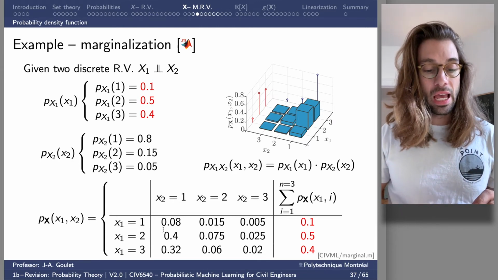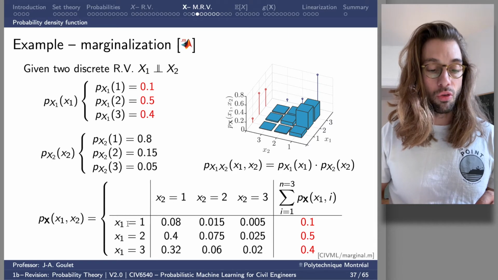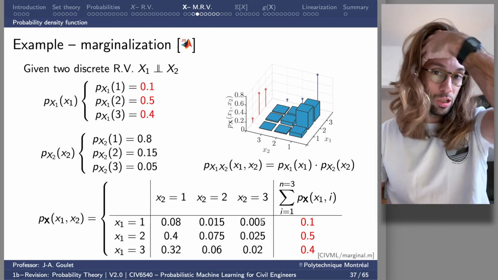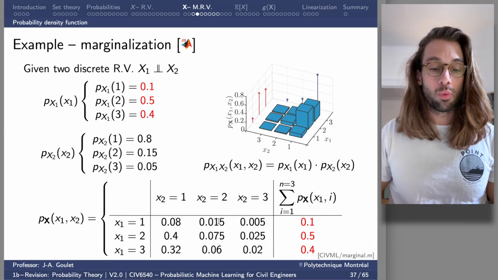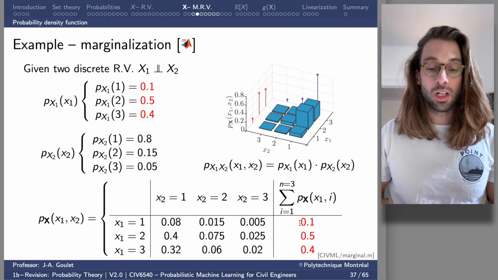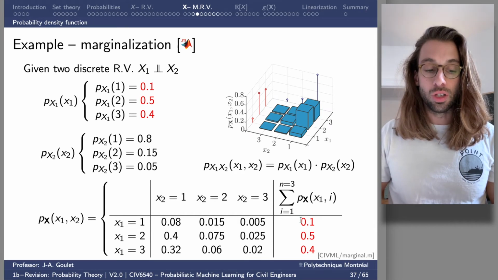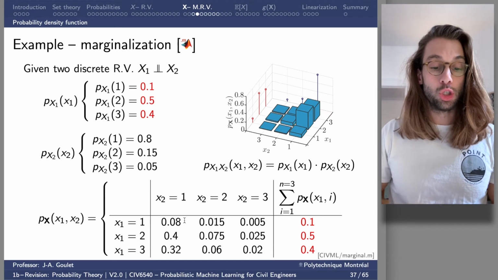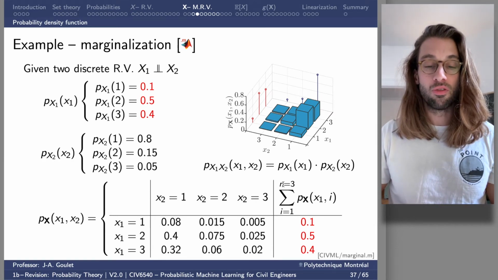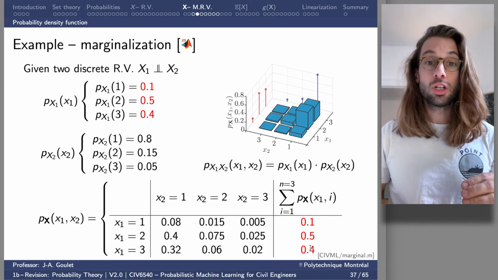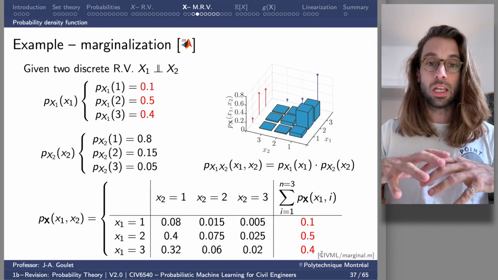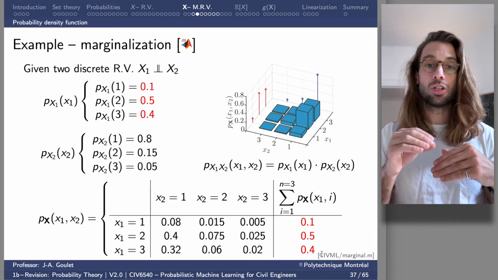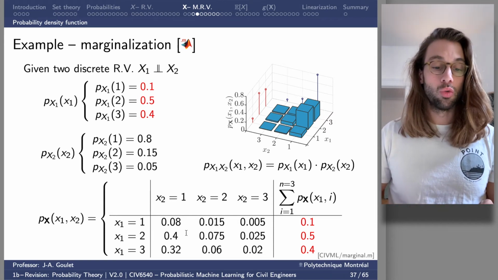So in that case, each row is for x1, and each column is an outcome of x2. If I sum over all possible values of x2, so 0.08 plus 0.015 plus 0.005, the result is going to be 0.1. I do the same thing for the value of x1 equal 2, and the same thing for x1 equal 3. And if I look at the result, if I marginalize my joint PMF with respect to x2, so I sum over the values of x2, I obtain the marginal PMF for x1. And we see that this is equal to the initial result I had obtained. So we can always build the joint and then re-obtain the marginal by summing over the possible outcomes to remove the effect of the random variable.